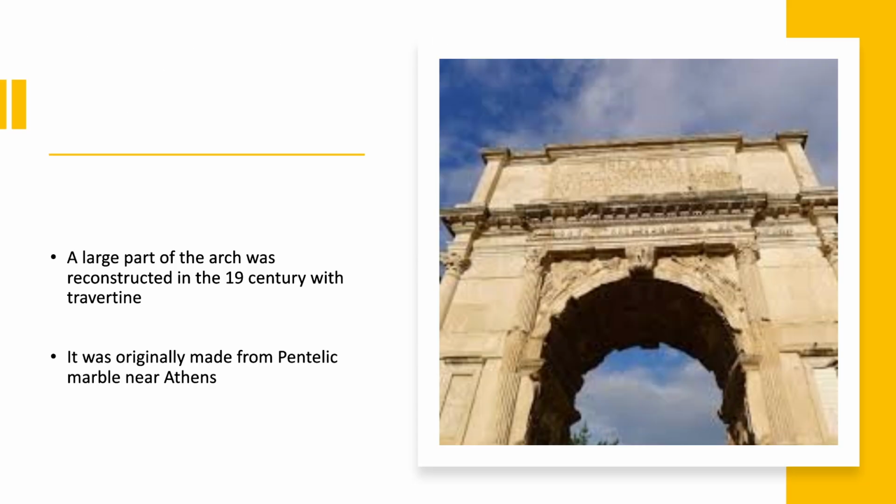A large part of the attic and outer part of the piers are 19th century restoration constructed from travertine. The Arch of Titus used to be made from Pentelic marble located near Athens.